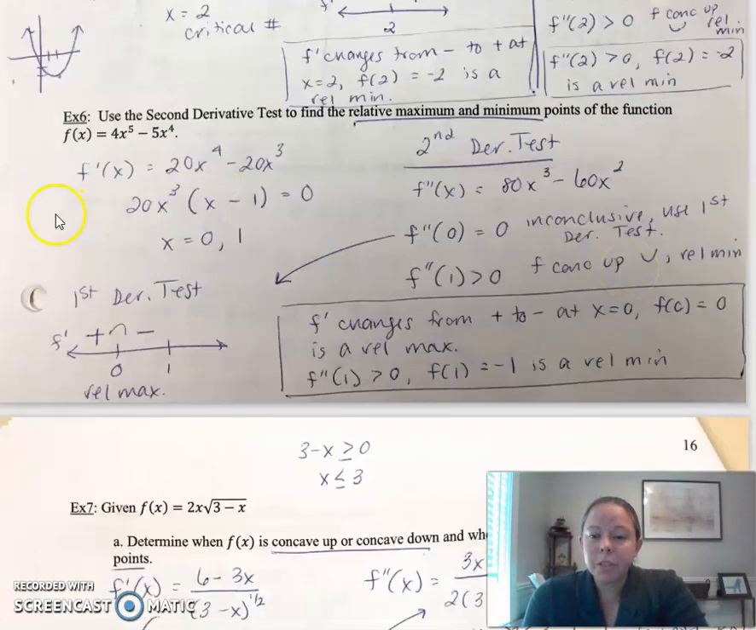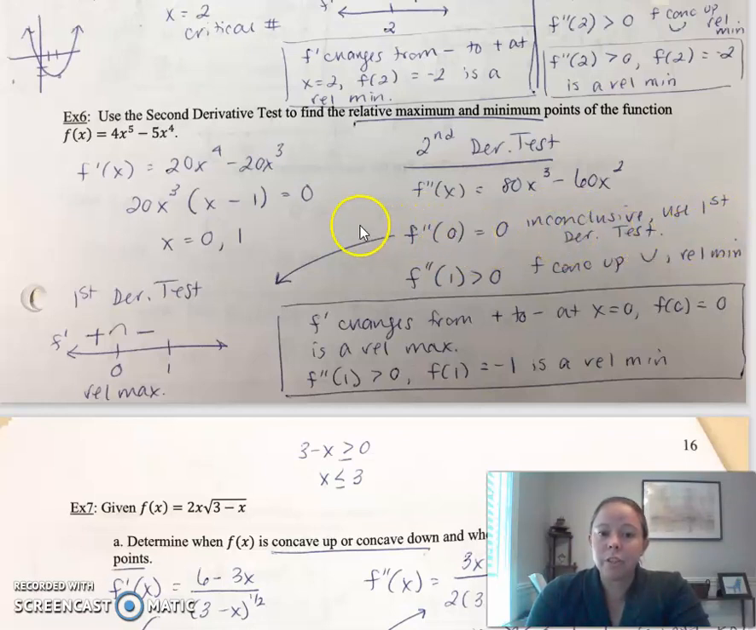All right, here's another one. Use the second derivative test to find the relative max and min points of the function. First derivative, set it equal to 0 to get your critical numbers. First step. Then find the second derivative and plug your critical numbers into your second derivative. Now, immediately when you plug in 0 and you get 0, that means inconclusive. You have to go back and use the first derivative test.